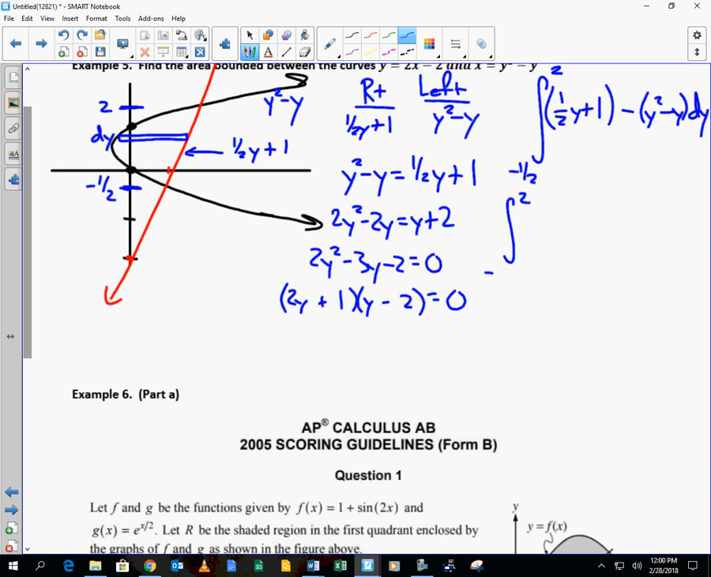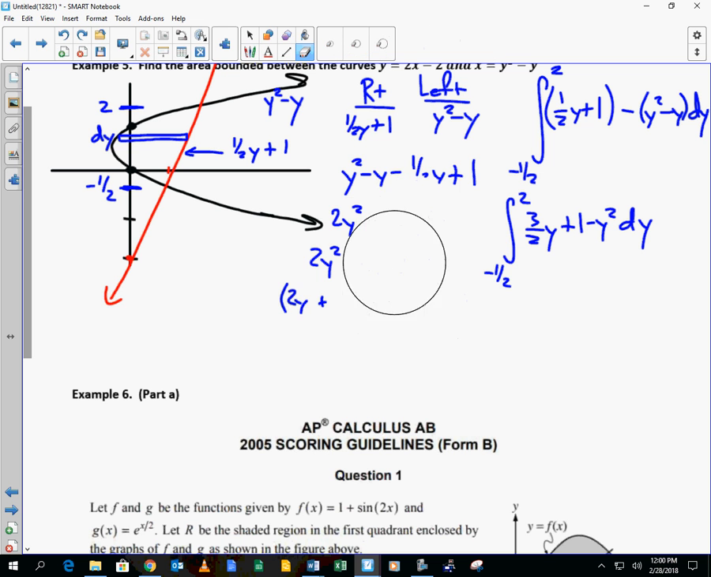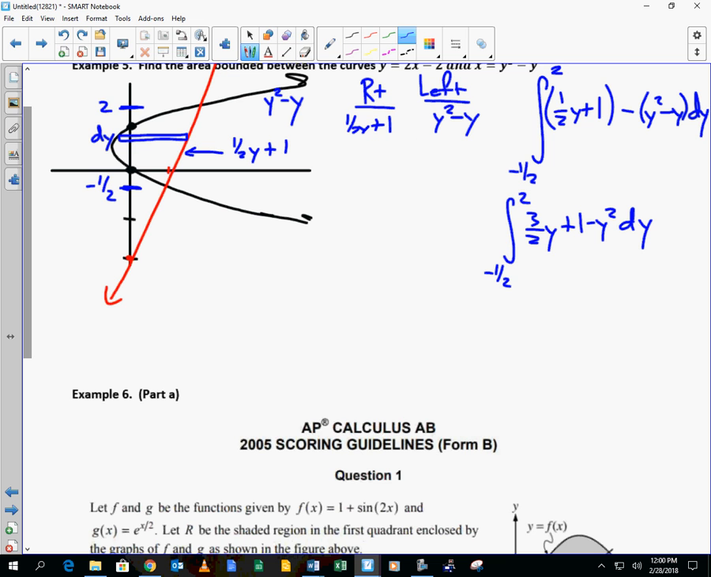Integral from negative 1/2 to 2 of 1/2 y minus a negative y. We got a 3/2 y, got a positive 1, we got a negative y squared dy. Antiderivative, which does not mean you're afraid of derivatives. Very good. 3y squared over 4 plus y minus y cubed over 3, evaluated from negative 1/2 to 2.